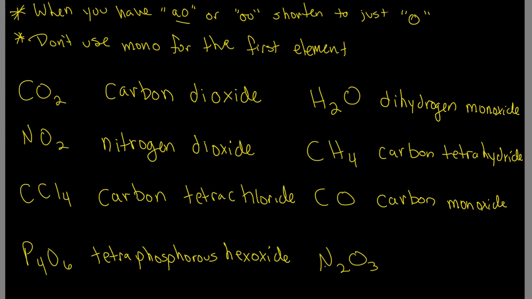And the last one is N2O3. So 2 is di, N is nitrogen, O3 is trioxide. And that's it for covalent nomenclature.